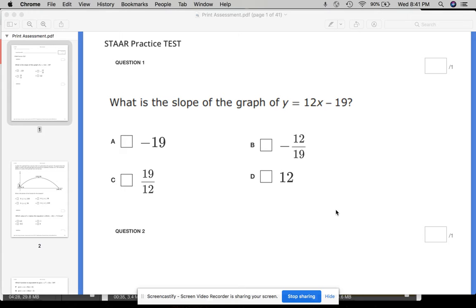A, negative 19. B, negative 12 divided by 9. C, 19 over 12. D, 12.